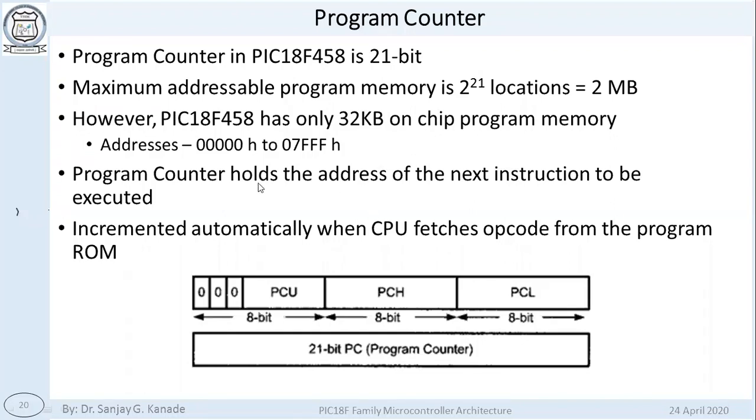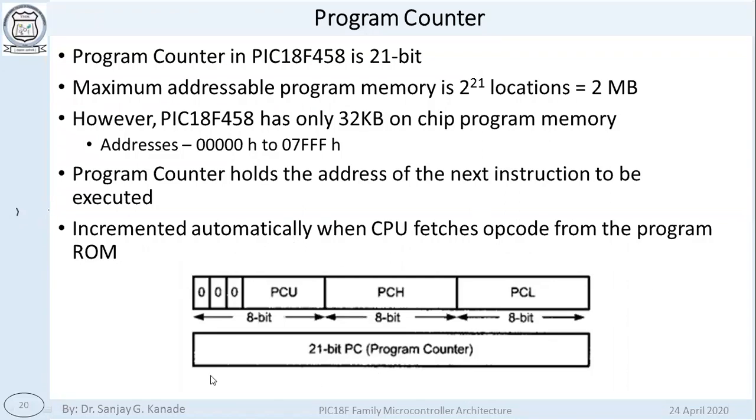Okay. By definition, the program counter holds the address of the next instruction to be executed. It always holds the address of the next instruction to be executed. And it is incremented automatically when the CPU fetches the opcode from the program memory. Once the opcode of one instruction is fetched from the program memory, the program counter automatically increments. Okay.